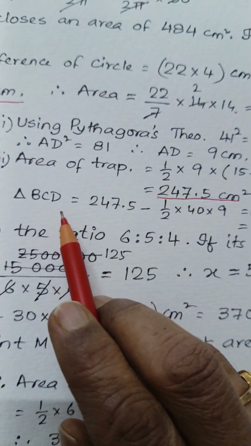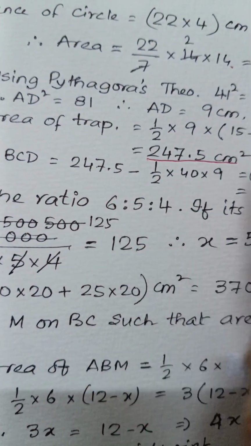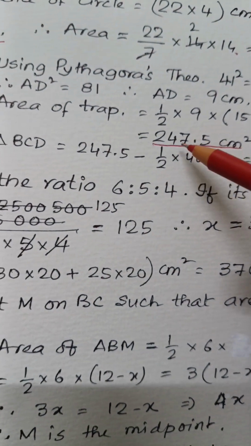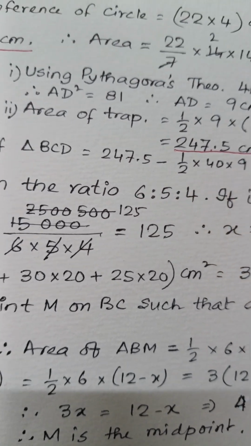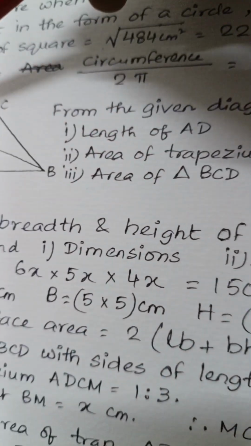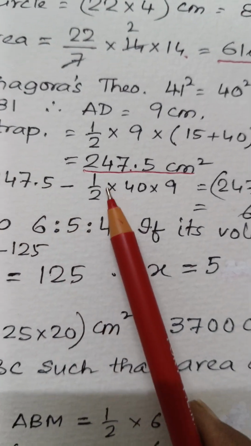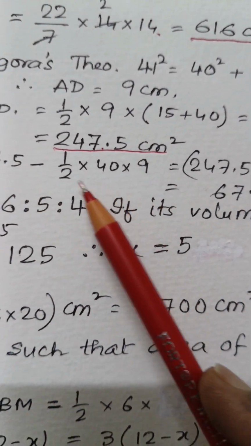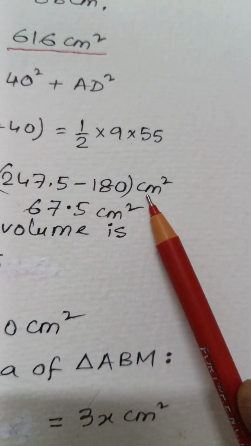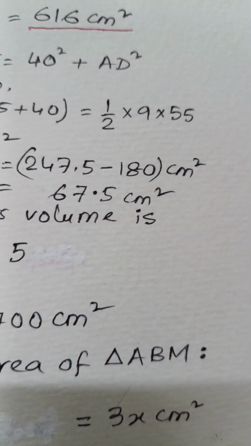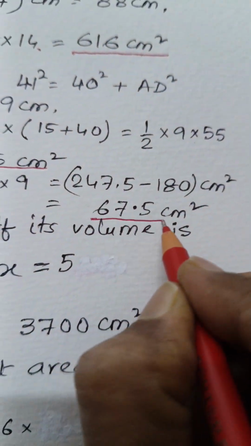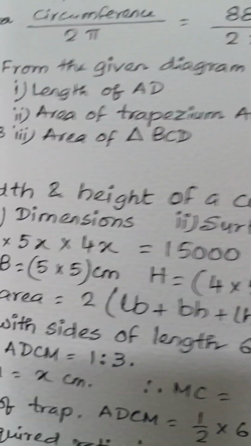Number 3, area of the triangle BCD. Area of triangle BCD is equal to area of trapezium minus area of this triangle, that is triangle ADB. So 247.5 minus area of triangle ADB is 180 centimeter square, that is 67.5 centimeter square.